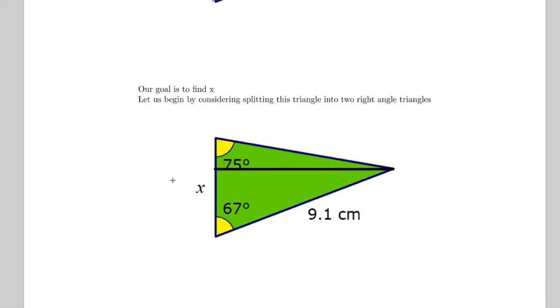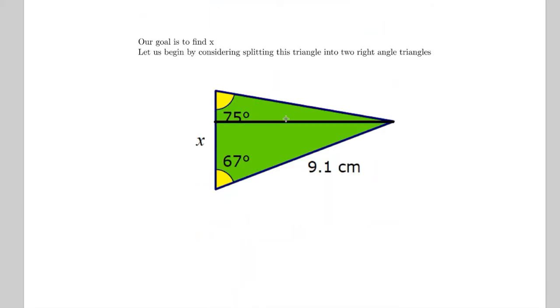So the first thing I do is I'm going to draw a line straight across, quite crudely drawn here, and the reason as to why I'm going to do that is because you can see that what we have here is a lovely 90-degree angle. We've now got this right angle triangle with angle 67 degrees.